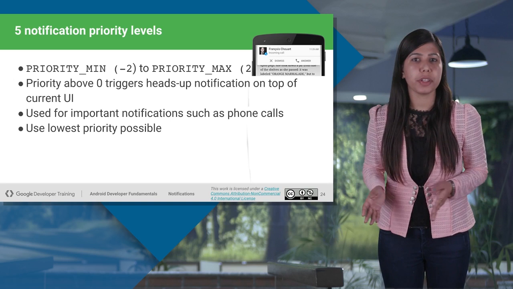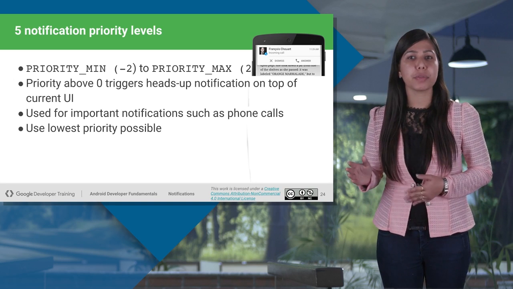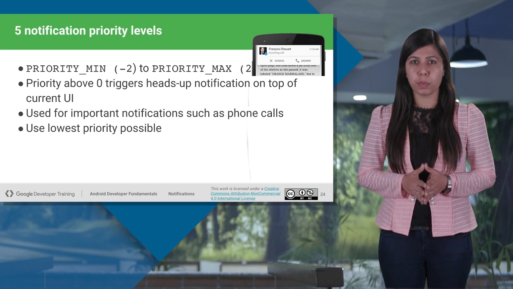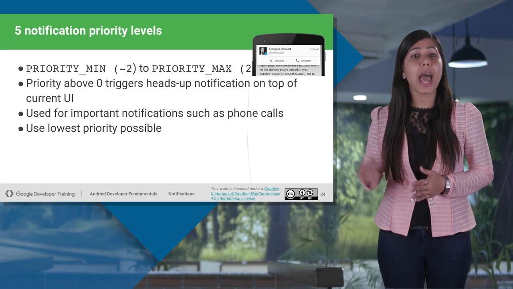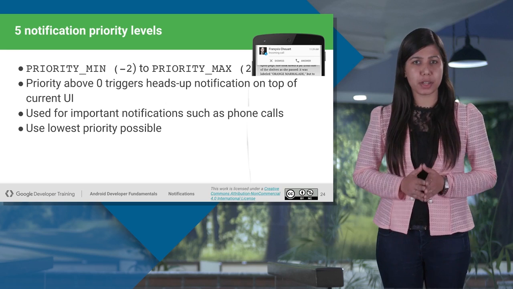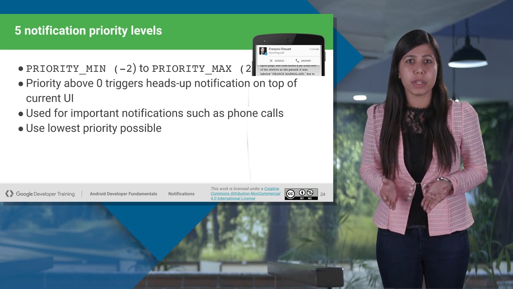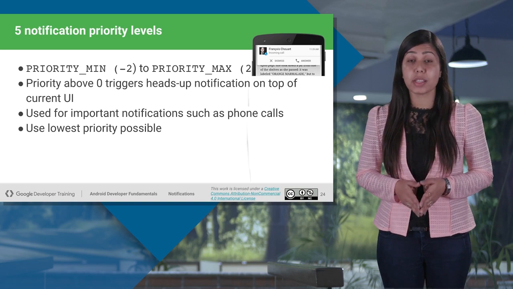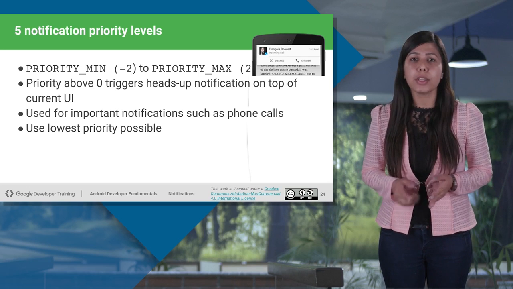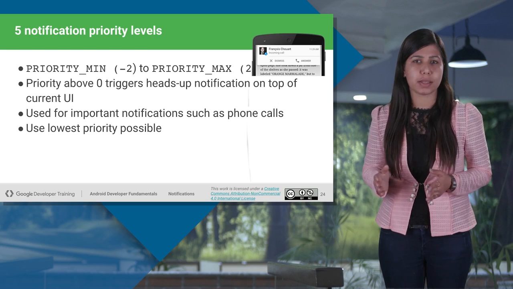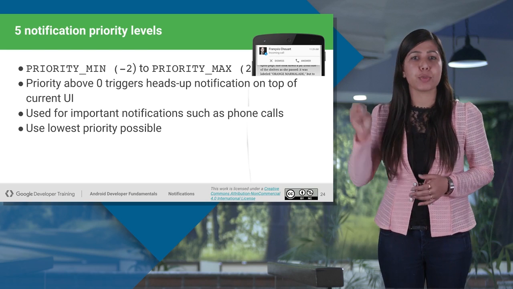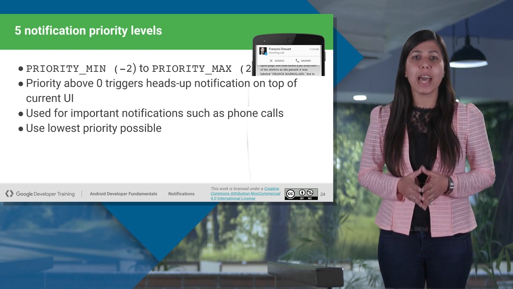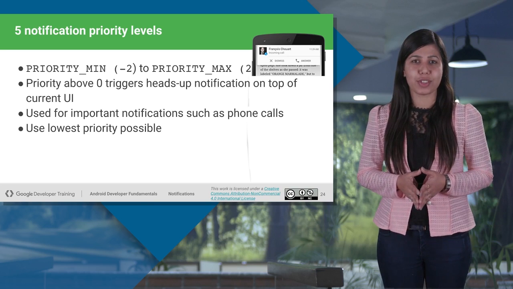The notification priority level on status are ranging from 0 to 5. So, priority above 0 triggers heads-up notification on the top of the current UI. These priority levels you can use for setting important notifications, such as phone calls. But again, use caution with these sort of things because you don't want notifications popping up all over the status bar unless they are the important notifications.